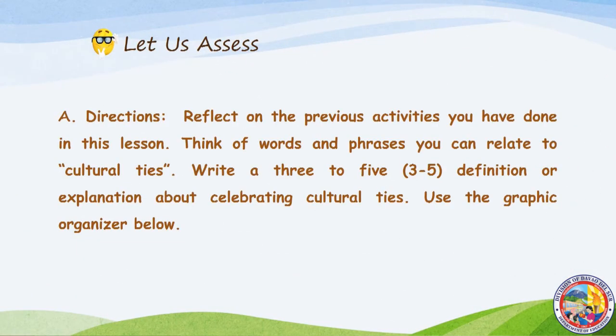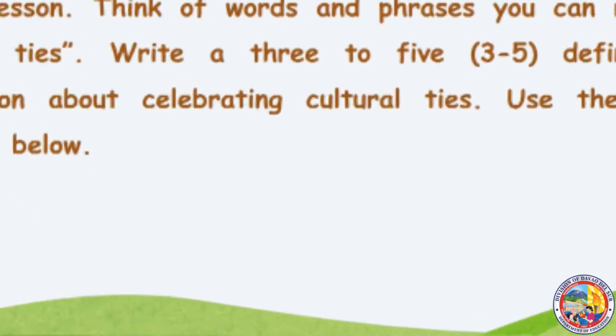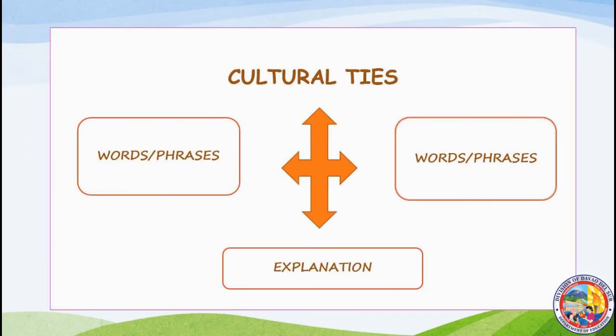Letter A. Reflect on the previous activities you have done in this lesson. Think of words and phrases you can relate to cultural ties. Write 3 to 5 definitions or explanations about celebrating cultural ties. Use the graphic organizer below. So there are 2 boxes here. You're going to write the definitions that relate to cultural ties, words or phrases. Then at the bottom you have the explanation.